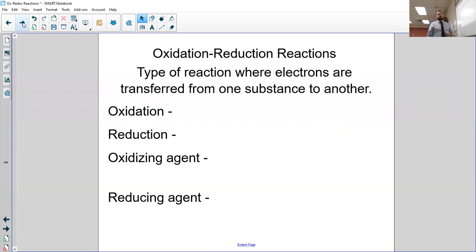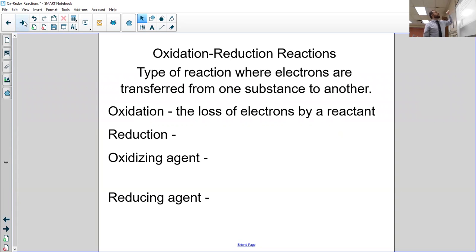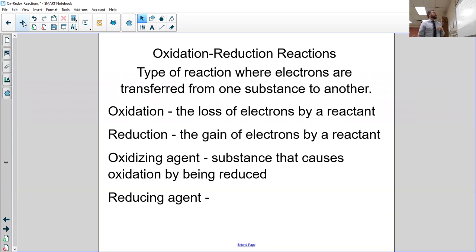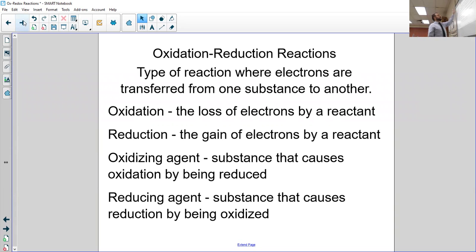So there are four terms that we need to know when we're talking about redox reactions. Our first one is oxidation. This is the loss of electrons by a reactant. Reduction is going to be the opposite, so it's the gain of electrons by a reactant. Our oxidizing agent is the substance that causes oxidation by being reduced. So that's the one that's being reduced that's causing oxidation. And our reducing agent, as you can probably guess, is the substance that causes reduction by being oxidized. So it's being oxidized, so it's causing reduction.